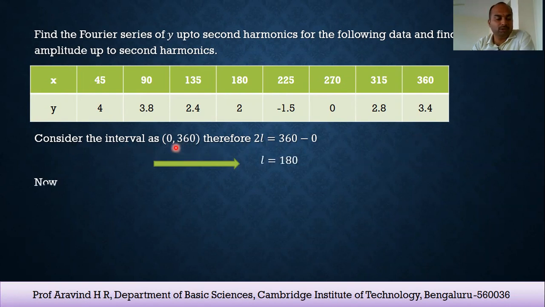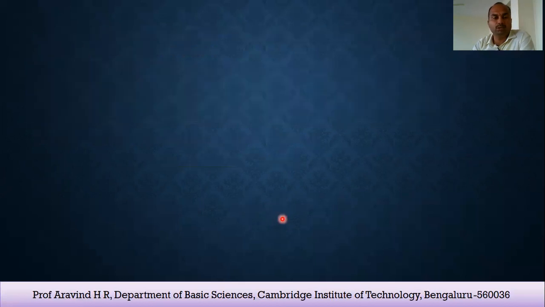So now I'll substitute this in theta. Theta is pi x by L. Pi x by L is what? L is 180, and 180 is nothing but pi radians. So pi gets cancelled and we get x. That is, theta is equal to x. Now we'll move on to the next.